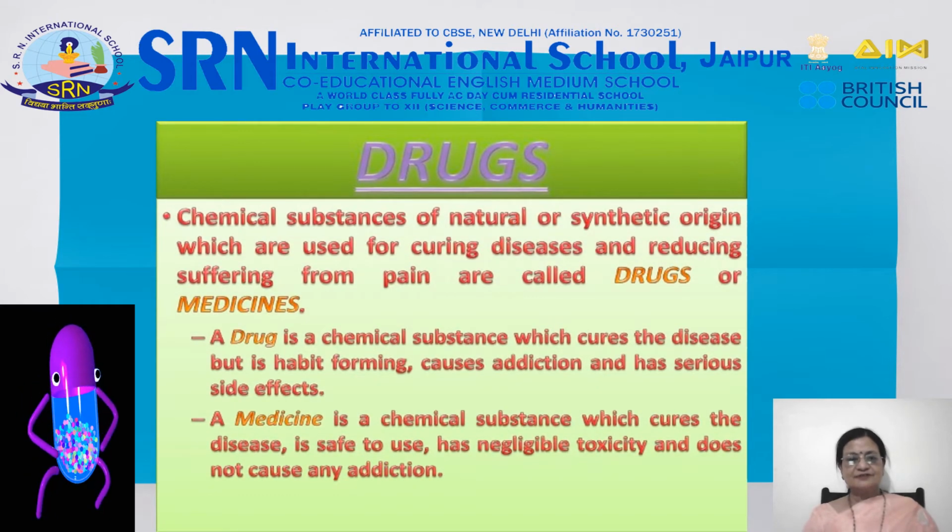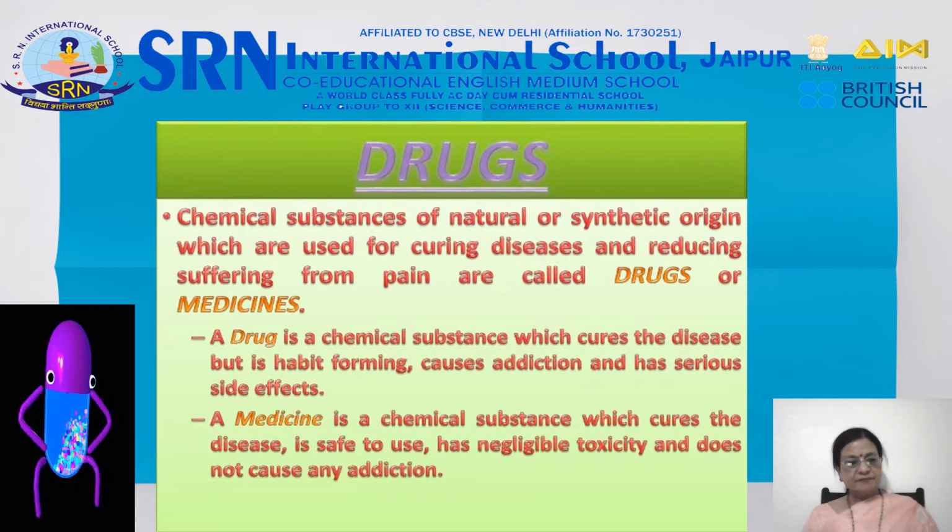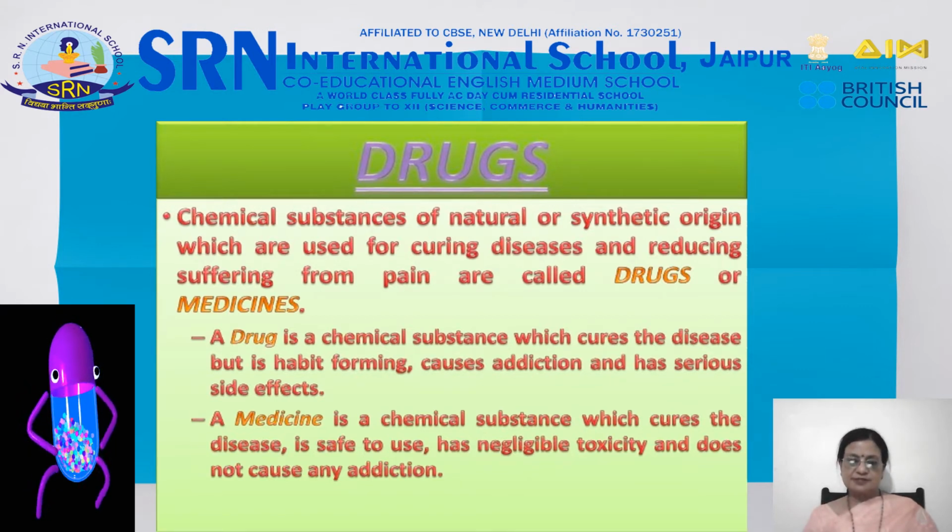Drugs. Drugs are chemical substances of natural or synthetic origin which are used for treatment of diseases and reducing suffering from pain. Medicines can be a drug or simply a medicine. It is a drug when it cures the disease, but it becomes habit forming, and thus it causes addiction and has very harmful effects. A medicine is a chemical substance which also cures the disease, but it is safe to use and has negligible toxicity, and it does not cause any addiction.